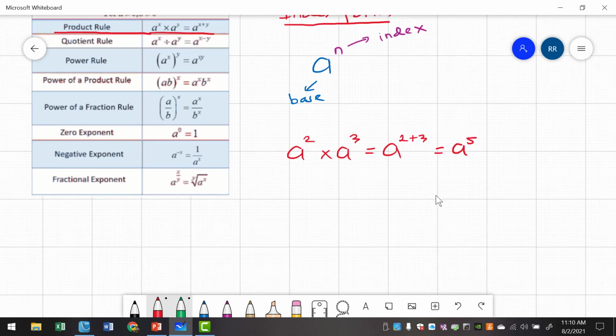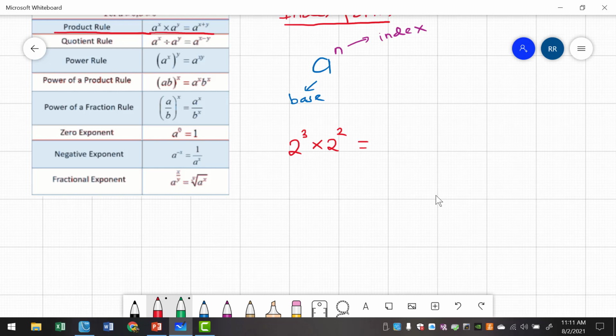But if I have a to the power of 3 multiplied by b to the power of 5, I cannot say this is ab to the power of 3 plus 5. No, this is not going to work. Let me give you an example. Let's say the a is a number, let's say 2. 2 to the power of 3 multiplied by 2 to the power of 2. What do I get here?